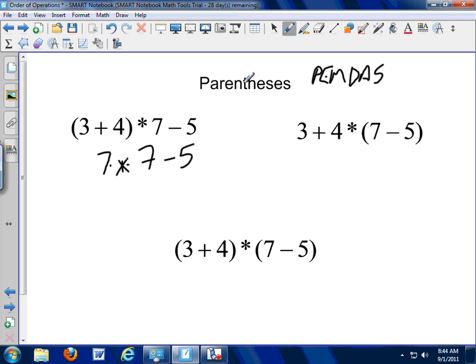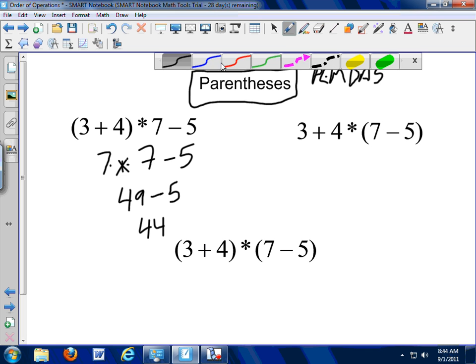Moving on, we don't have any exponents yet. Then we go on to multiplication and division. 7 times 7 is 49. 49 minus 5 is, well, let's see, 49 minus 5, I guess that's 44. Okay. So if parentheses don't make a difference, then no matter which way we use these numbers and insert the parentheses, we'll get the same answer. But I'm here to tell you that parentheses do make a difference.